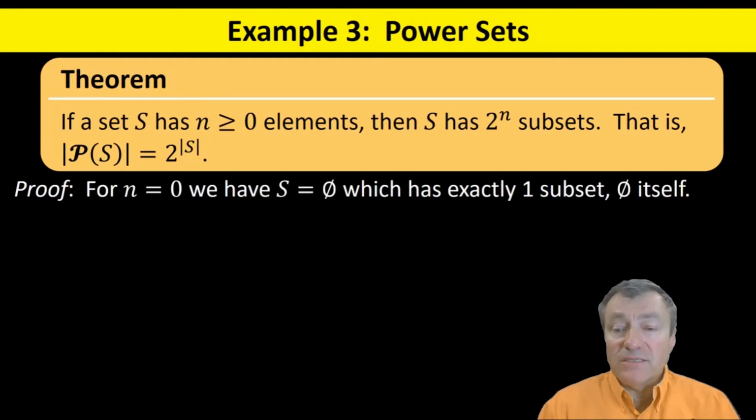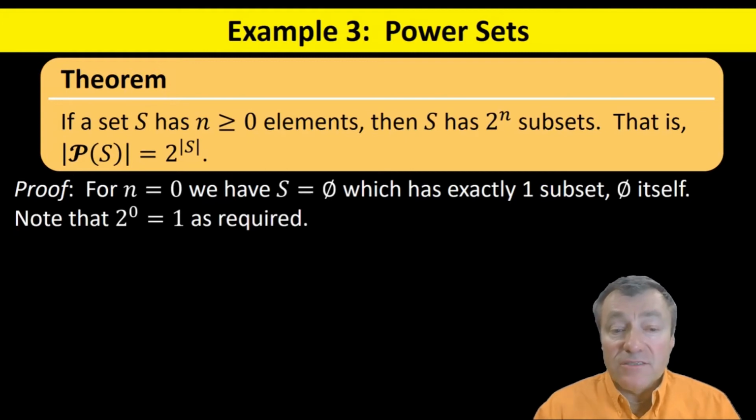We start with the base case in which n is 0. So in this case, S has 0 elements. Well, that can only mean the empty set. There's only one subset in this case, the empty set itself. So you get one subset, and 2 to the 0 is 1. As predicted by the formula, we have the right number of subsets. That takes care of the base case.